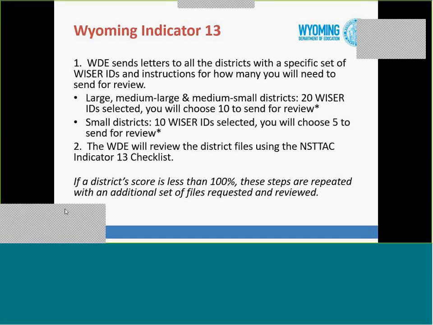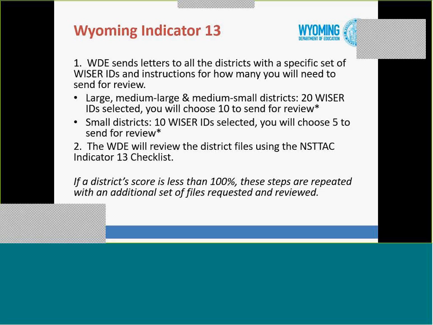Similarly, for the small districts, we selected 10 WISER IDs at random, and you'll need to choose 5 to send in for review. Of course, there's a little caveat here because some of you in the larger districts are probably not going to have 20 WISER IDs, so even if you had 16 or 17 WISER IDs, you'll still need to send 10 in. And if you don't have a full 10, you'll still need to send 5. Again, if you have less than 5, it'll instruct you in the letter, but you'll just send whatever you have.